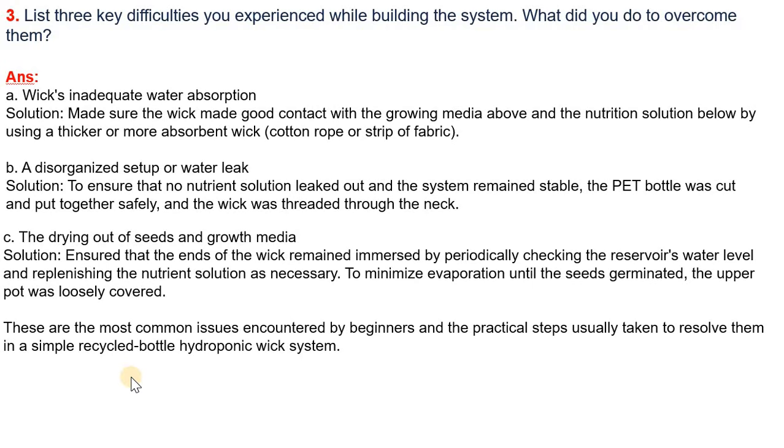Next question. List 3 key difficulties you experienced while building the system. What did you do to overcome them? Answer. A. Wick's inadequate water absorption. Solution. Made sure the wick made good contact with the growing media above and the nutrition solution below by using a thicker or more absorbent wick, cotton rope or strip of fabric.